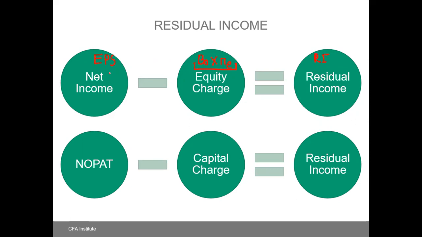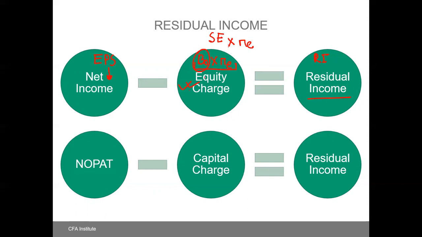Now, in terms of totals, if we take the net income and the book value of shareholders' equity in total, and multiply this by r_e, we get the equity charge. If we subtract this from the net income, we'll get the residual income. Okay.